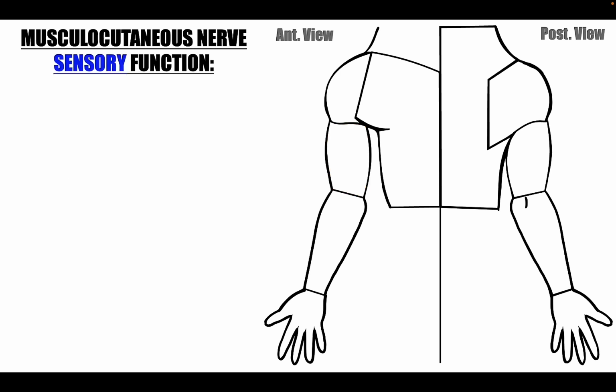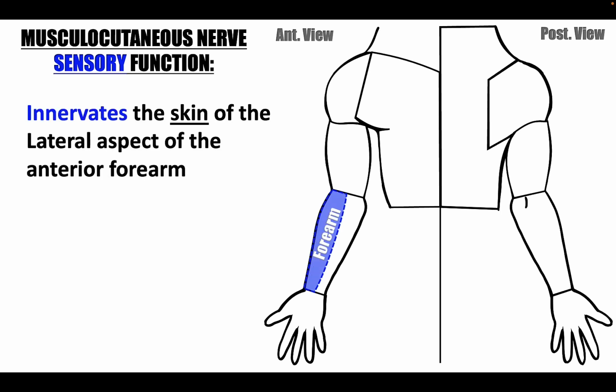Sensory function. Every nerve we talk about will have both a motor and a sensory function. I like to separate them into different pictures at first and then see how they overlap later. It's called the musculocutaneous nerve for a reason. It first innervates muscles, then innervates skin. The skin that it innervates is found on the lateral aspect of the anterior forearm.